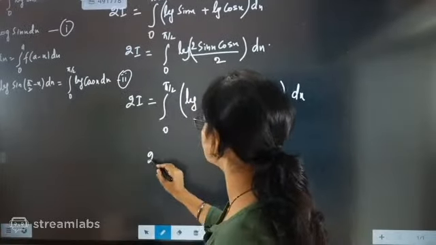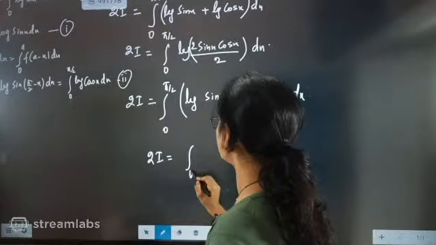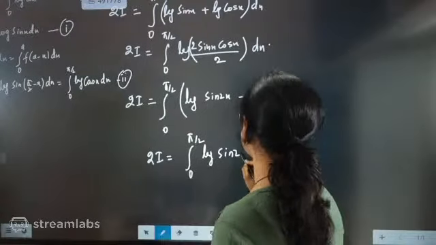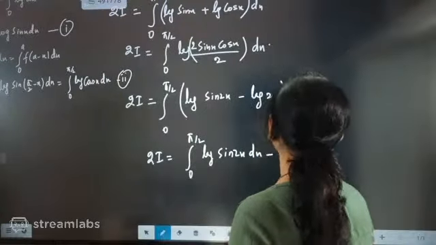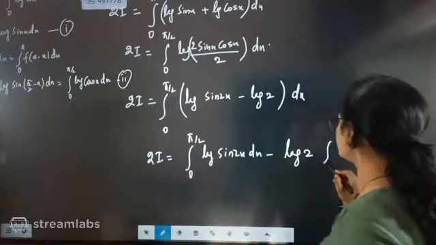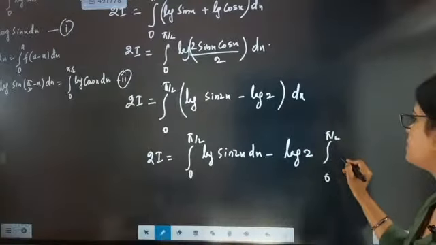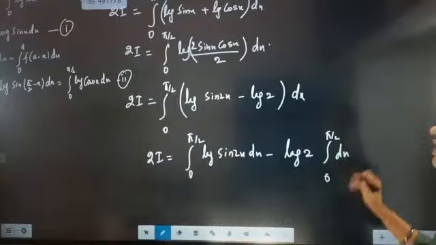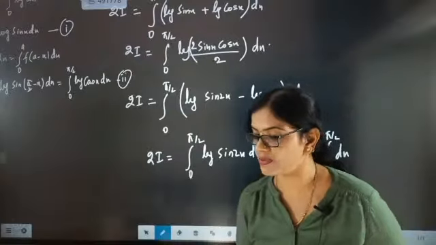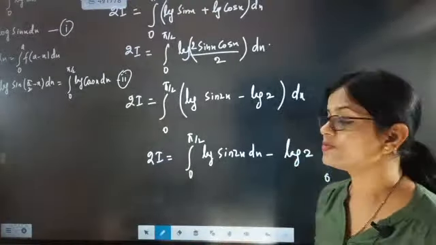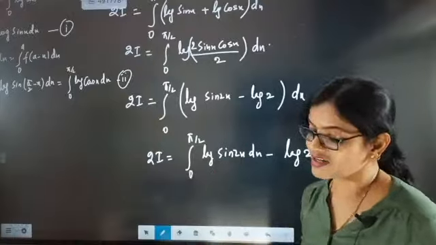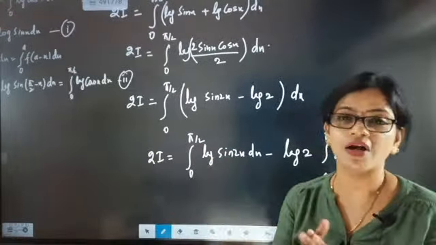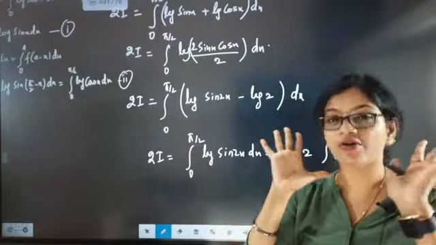So now this part is coming as 2I equal to the integral from 0 to pi by 2 of log of sine 2x dx minus log 2, which is a constant, times the integral from 0 to pi by 2 of dx. So one section is really going to help us, this section is really ready to be solved. Only this section is still not there, because converting this section into any other form is going to create a very big trouble for us.